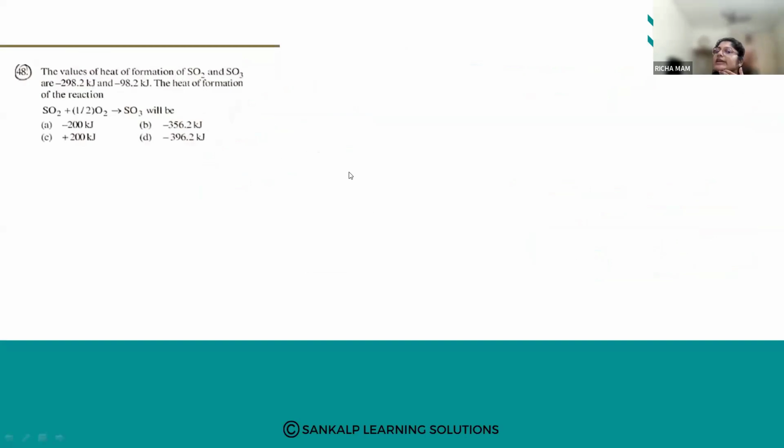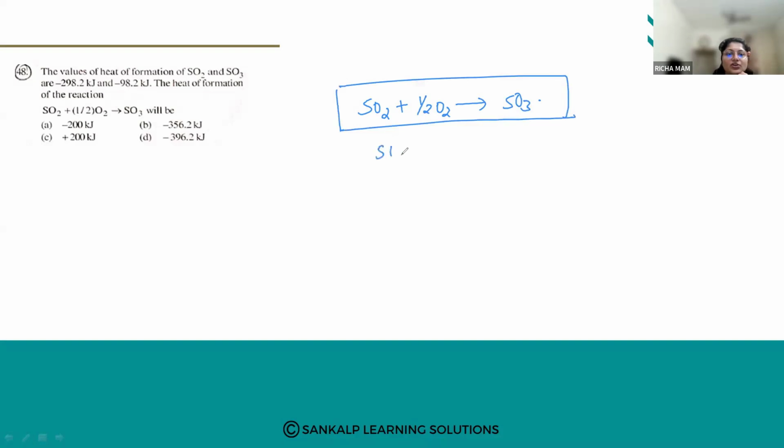Okay. So the values of heat of formation of sulfur dioxide and sulfur trioxide are minus 298.2 kilojoules and minus 98.2 kilojoules. The reaction is given as SO2, sulfur dioxide, plus half O2 giving you sulfur trioxide. So you have to find the heat of formation of this particular reaction. The heat of formation of individual SO2 and SO3 are given, and you have to find the heat for the complete reaction, that is when sulfur dioxide reacts with half O2 giving you sulfur trioxide.